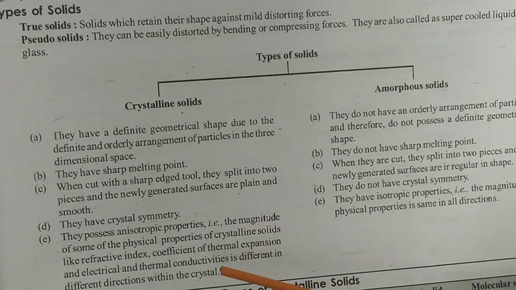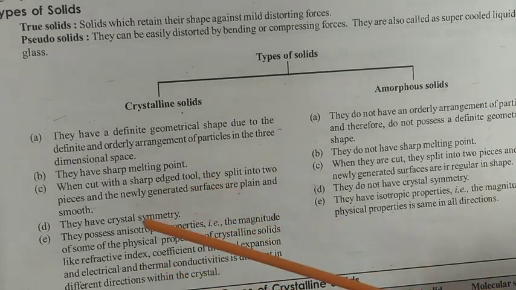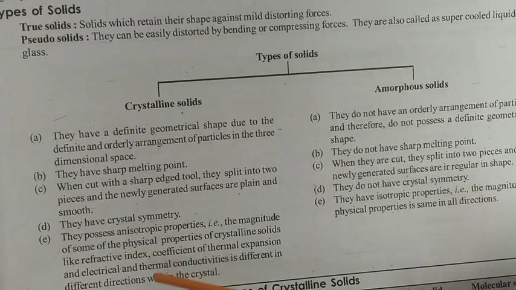What is anisotropy? Anisotropy means a physical property of a substance that gives different values when it is measured in different directions. There are certain physical properties which, when measured in different directions, give different values. For example, you can take refractive index.